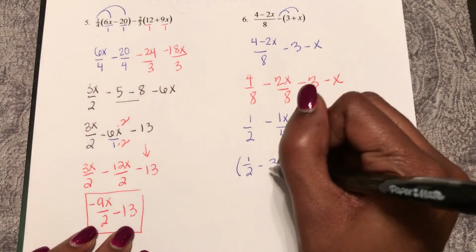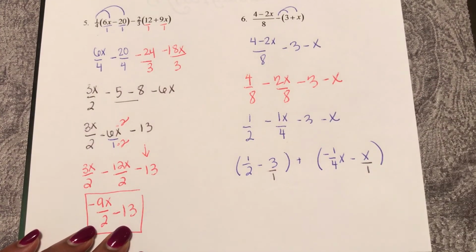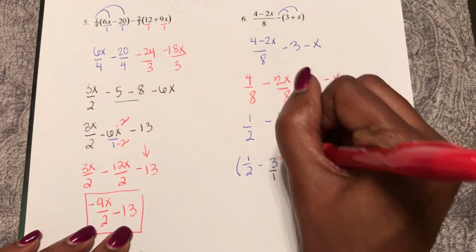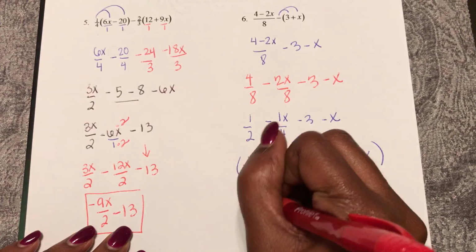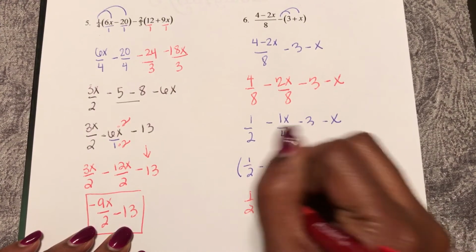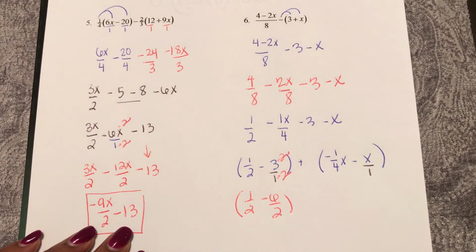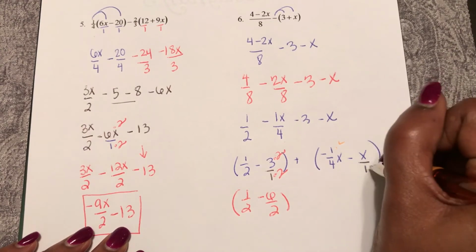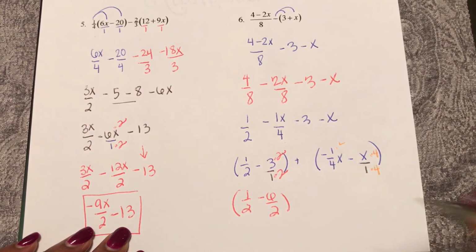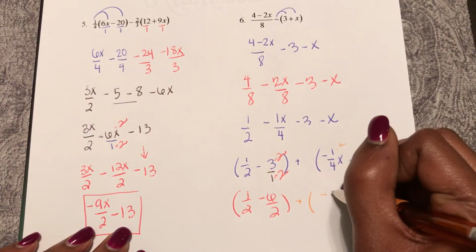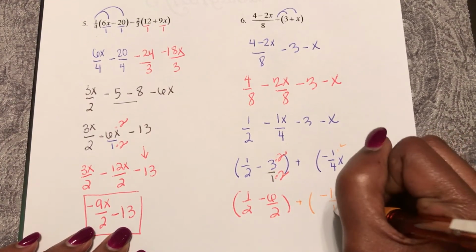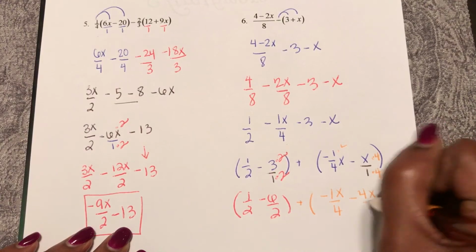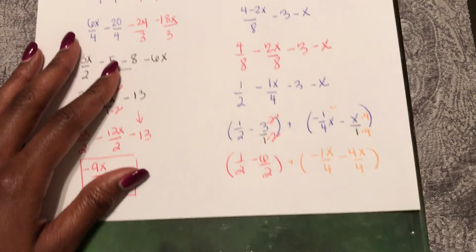Once again, in order to add or subtract fractions, they need common denominators. My common denominator here is 2. I'm going to multiply by 2. So I have 1/2 minus 6/2. Here, my common denominator is 4. So I'll multiply, oops, that one does not need that. I will only multiply this one by 4. So now I have negative 1x over 4 minus 4x over 4, almost there.